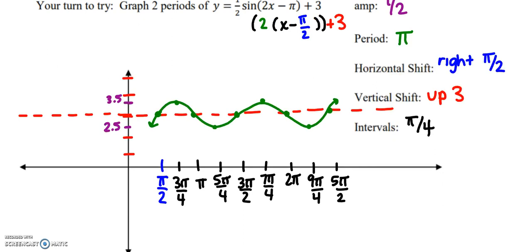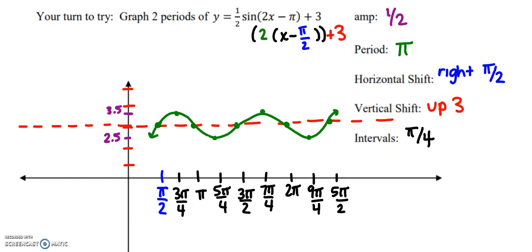So here's your final graph. Mine came out a little bit tiny because of that amplitude of 1/2, but we started with identifying all of the information. I then drew my vertical shift, right? We always start by drawing the midline. Then I counted the amplitude up and the amplitude down. Then I drew in my horizontal shift of pi over 2. Remember, I picked how big this distance was. Then I had to count by pi over 4s, which is a little bit smaller. That's why those spaces are smaller.